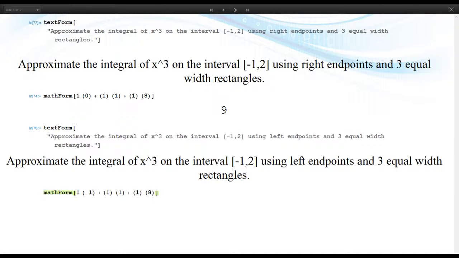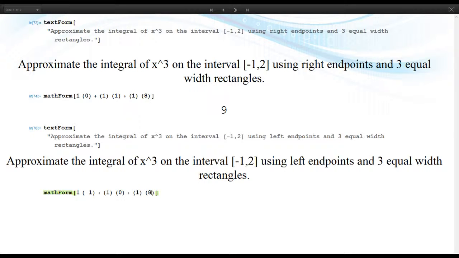So the height of the first rectangle is -1. The first rectangle goes from -1 to 0. The second rectangle goes from 0 to 1. We plug 0 in to find the height of the second rectangle. So 0 cubed is 0. We multiply that by our width. We get 1 times 0 is the area of the middle rectangle.